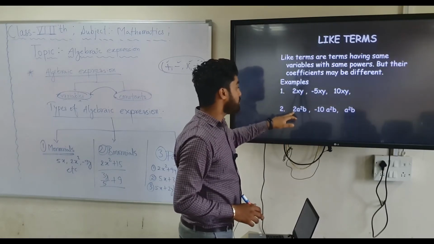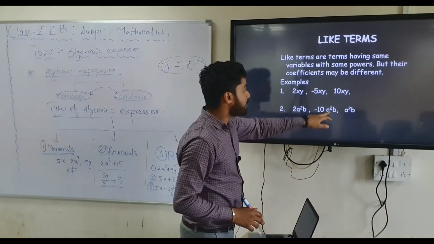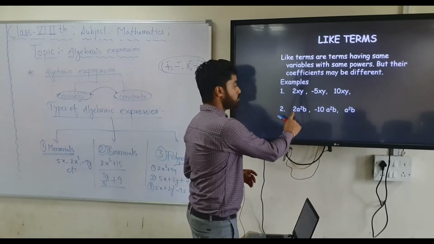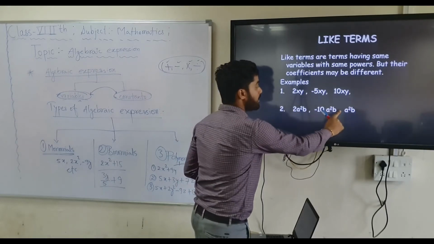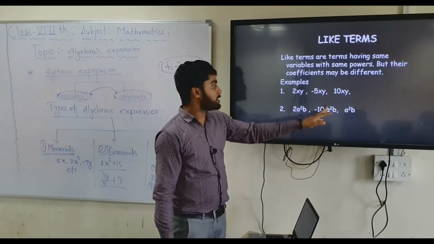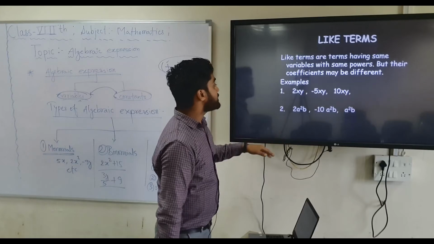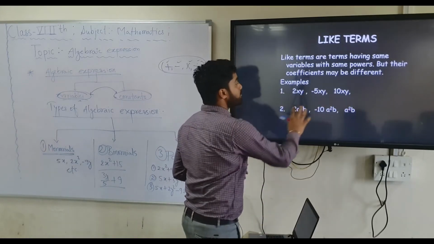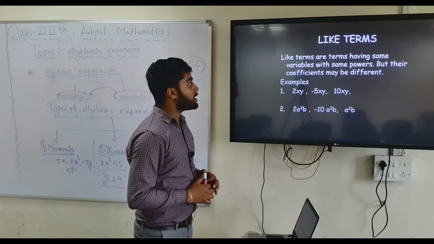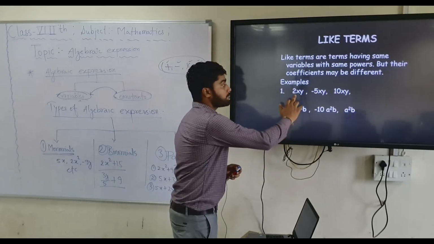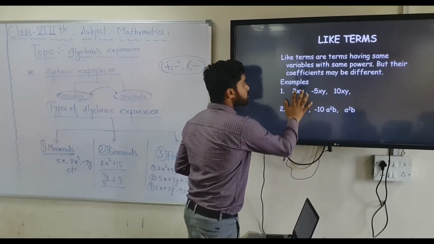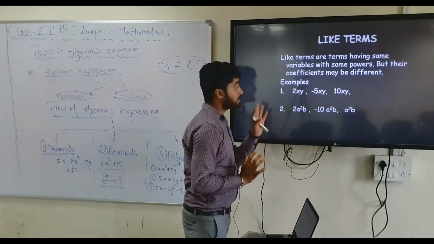Similarly, in the second example, ab square is the variable, again ab square and again ab square, and the constants are 2, minus 10 and there is nothing, which means there is 1. So the coefficients are 2, minus 10 and 1. So you can say that these are like terms. Like terms have the same variable with the same power. Because there are 2xy, minus 5xy and 10xy, all variables are the same with the same power.